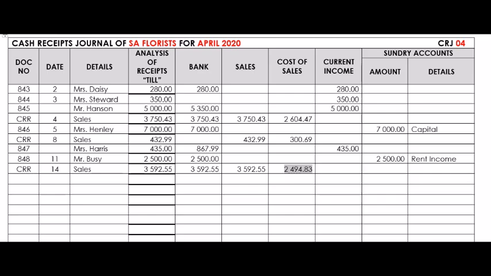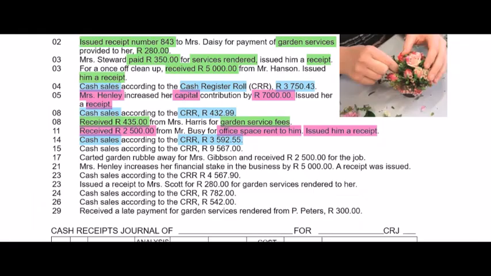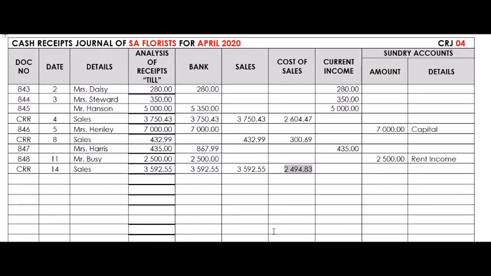And write it in the cost of sales column. The next transaction was on the 15th. It's cash sales again. According to the CRR, 9,567 Rand. So it's pretty much the same as the previous transaction. It's CRR on the 15th.